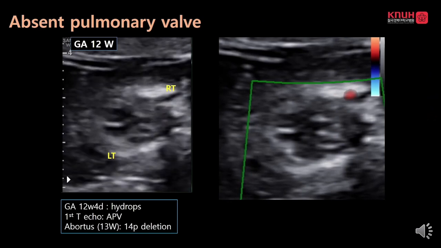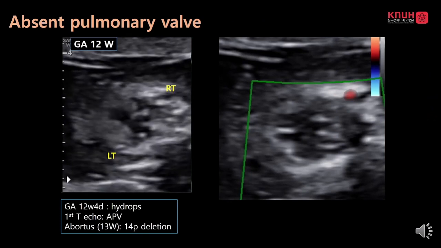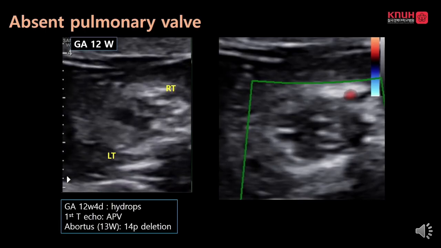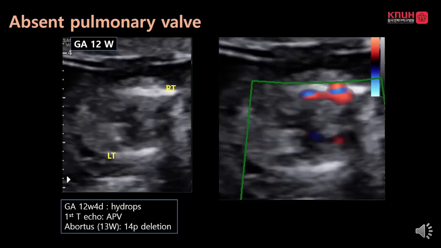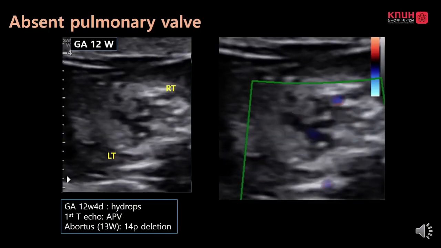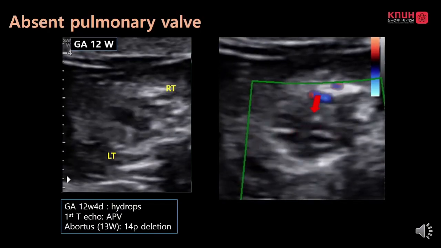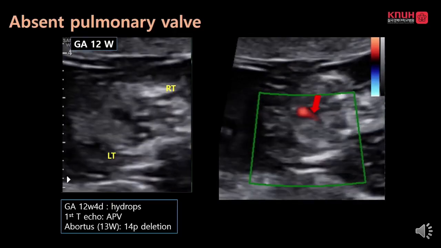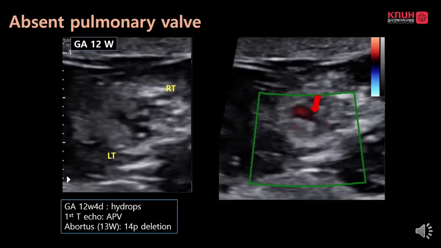This fetus had hydrops at 12 weeks. Left side grayscale, you can see large VSD and overriding aorta with normal pulmonary artery. But when you turn on the color Doppler, you can appreciate the bidirectional pulmonary artery flow, but there is no dilatation, which is typical in second trimester absent pulmonary valve syndrome. It is very detectable if you turn on the color Doppler on pulmonary artery.